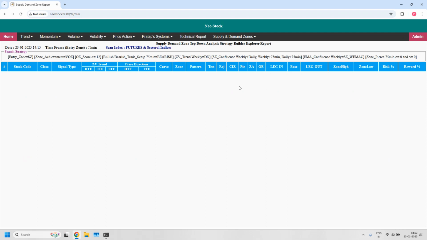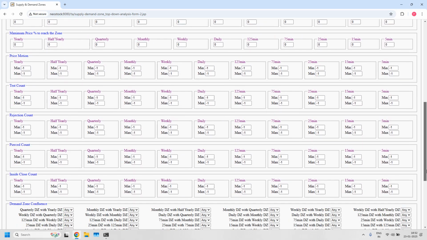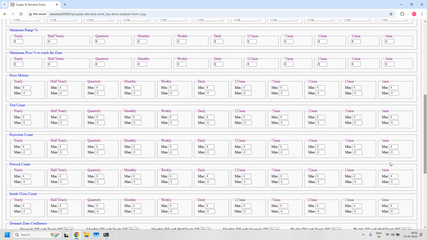Next, daily income trade. Bullish trade setup, entry time frame is 15 minutes. Entry zone is demand zone. In bullish or bearish trade setup at entry time frame 15 minutes, I am selecting bullish. And this 15 minutes demand zone should not be pierced. So in the pierced count, at 15 minutes time frame, I am setting minimum value 0, maximum value 0.